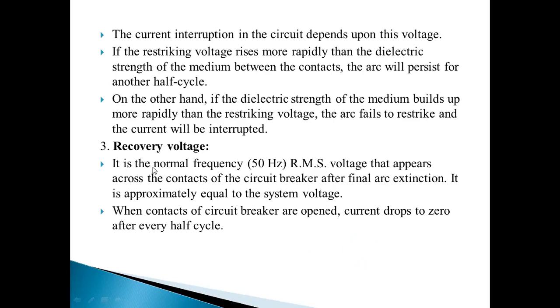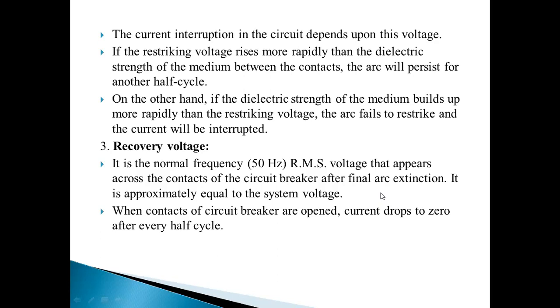Then we have seen the recovery voltage. This recovery voltage is the normal frequency RMS voltage that appears across the contacts of the circuit breaker after final arc extinction. It means when your arc is finally extinguished, whatever voltage appears across the contacts is nothing but the recovery voltage. And it is approximately equal to the system voltage.